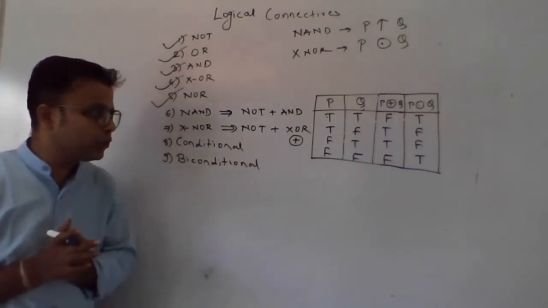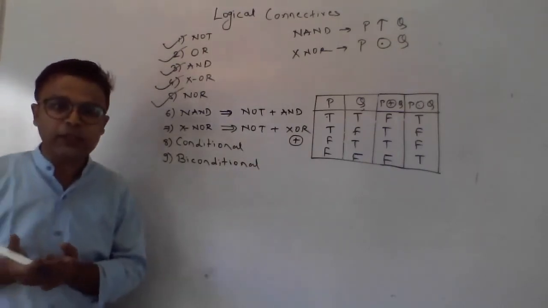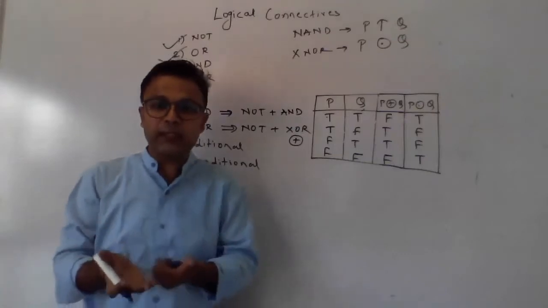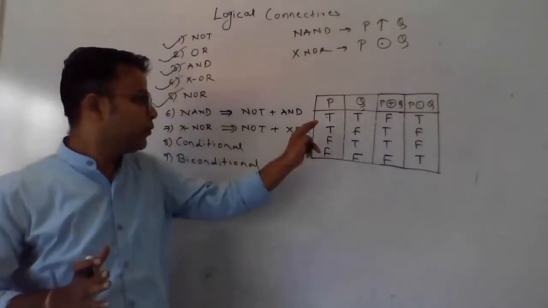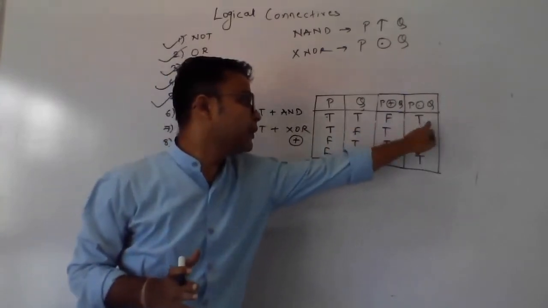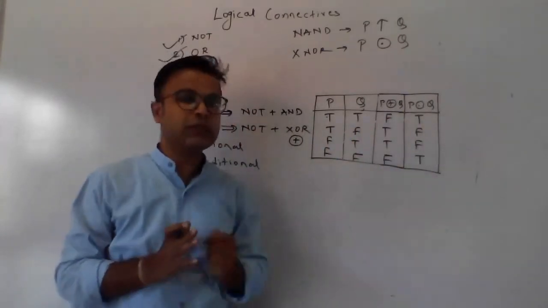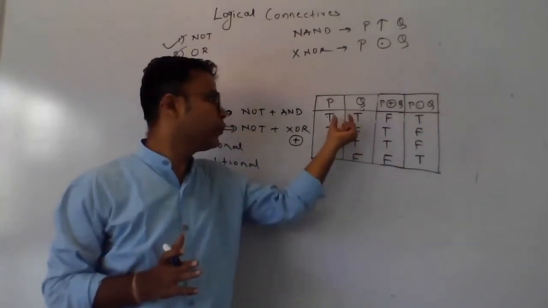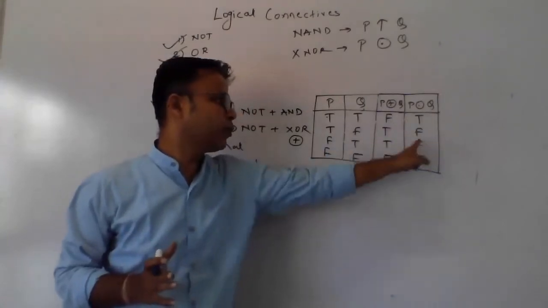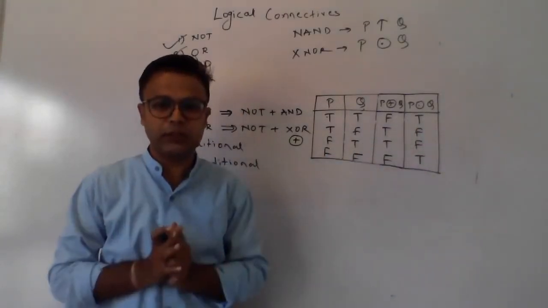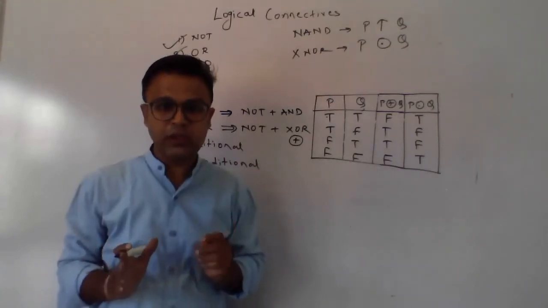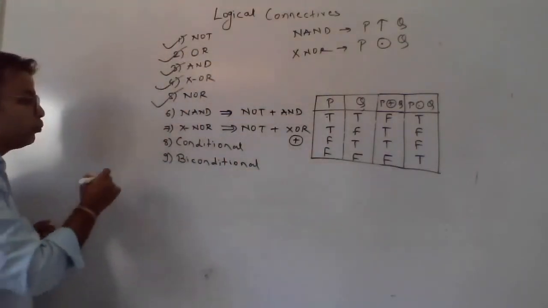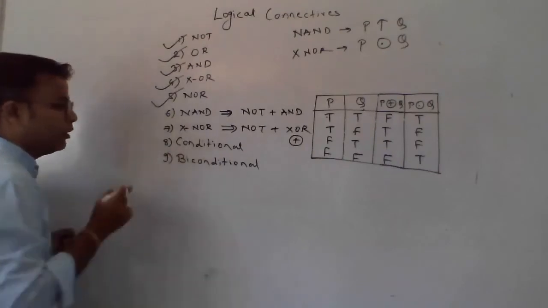And again, what can we conclude from this? Whenever both the operands are the same or equal, then in that case it is true. Otherwise, it is false. So whenever we have two T's, or two F's, when both P and Q are equal, then it is true. Otherwise, it is false. That's it. This is about your XNOR.